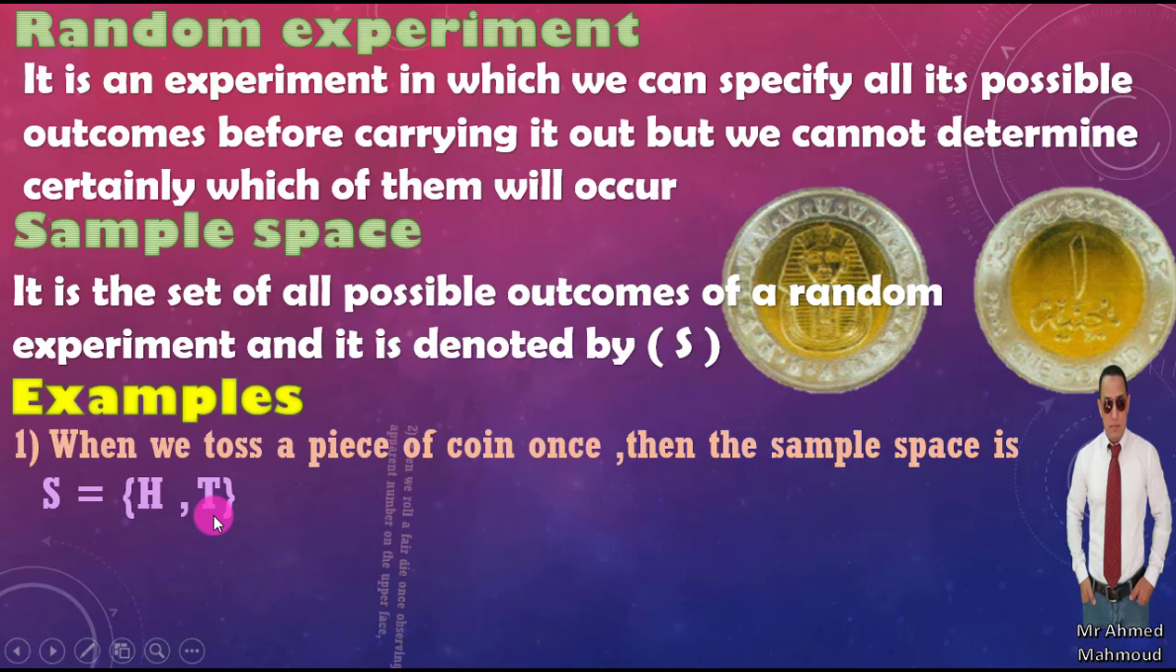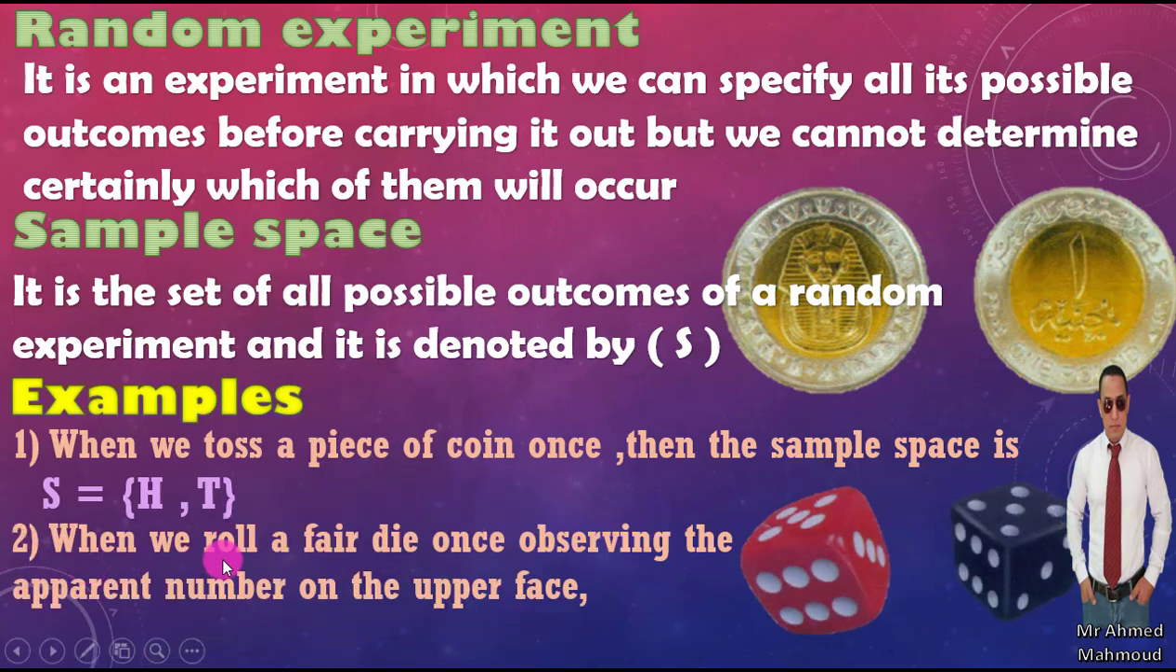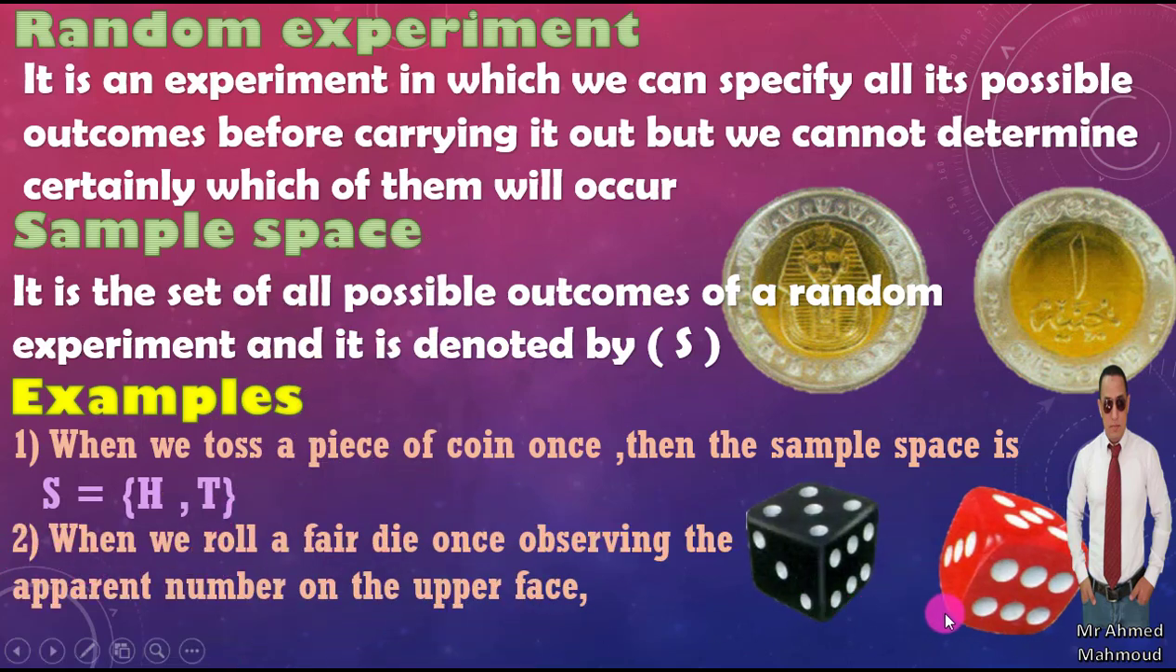Another example: when we roll a fair die once, observing the number on the upper face. We write the results inside a set. The results are 1, 2, 3, 4, 5, and 6. So the sample space equals the set 1, 2, 3, 4, 5, and 6. This set is called S, or the sample space.